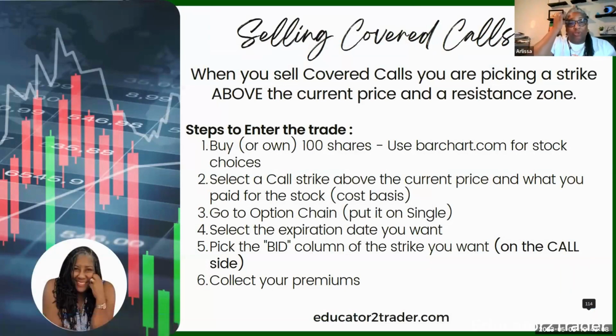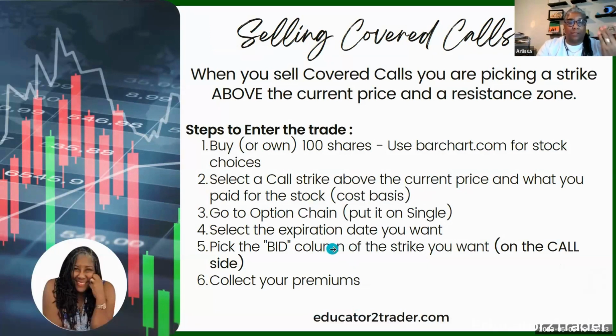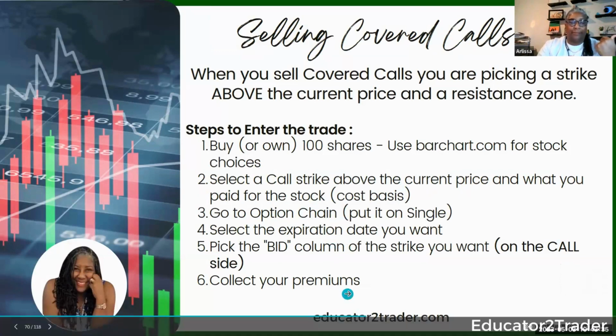You have to have your 100 shares, or you have to have a long call. And again, I don't recommend you do it with the long call because it can get confusing if the price breaches it. Barchart is a place you can look for screeners or get stocks you just like. Pick a call strike above the current price, go to the option chain, pick your expiration date, click the bid column, collect your money.